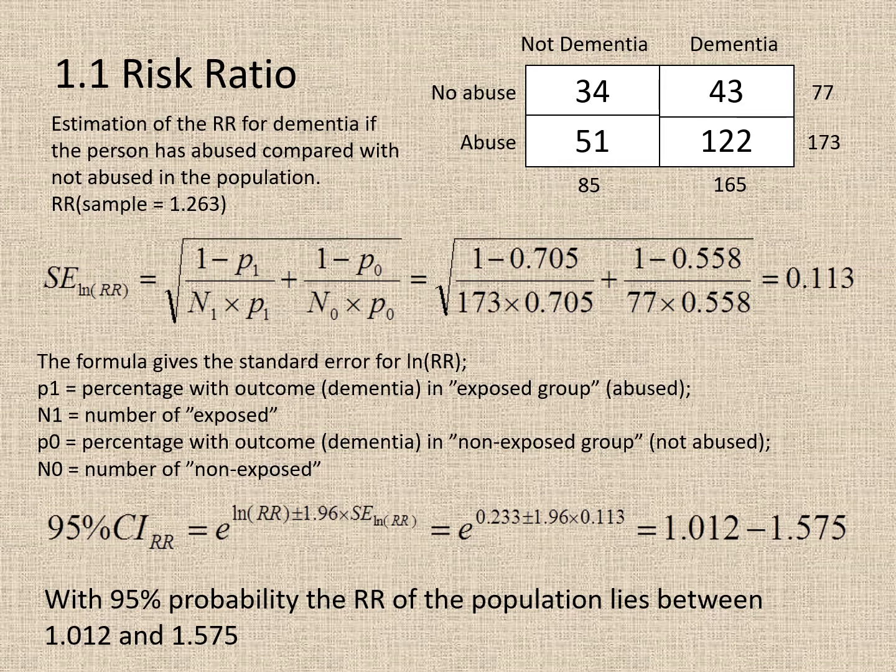If our risk ratio, on the other hand, differs significantly from 1, then we say we can with enough confidence reject the null hypothesis. Therefore, we claim that in the population there is an association between which group you belong to and the risk for outcome. That's what we say.